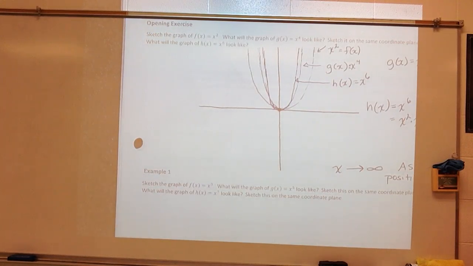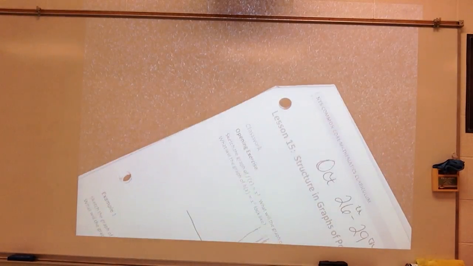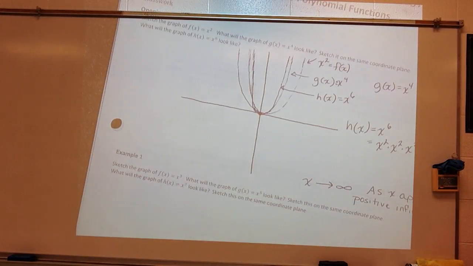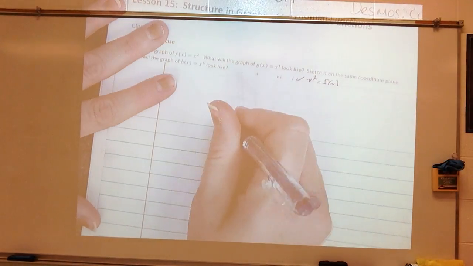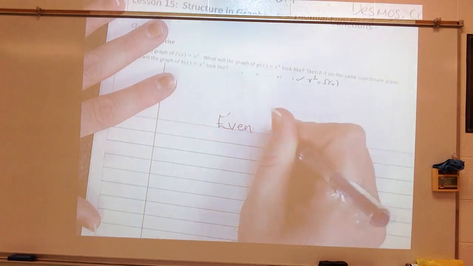All right. So here's what I need you to do. We need to find some place to write a little thing here. These are what we call even degree functions. All right? So you need to get a separate sheet of paper, whatever you need to do. We are looking at even degree functions.